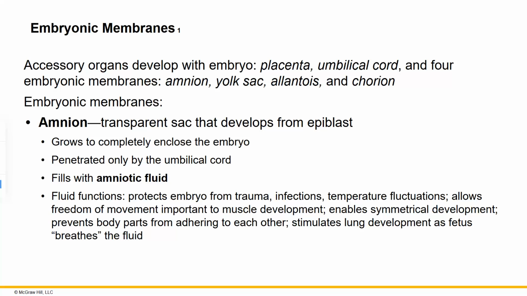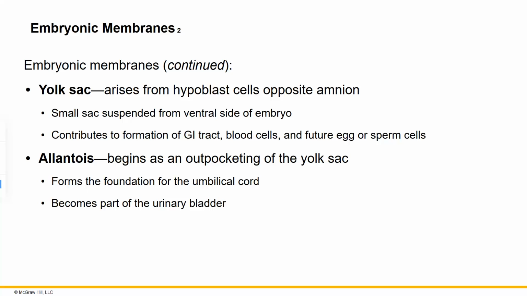The functions of the fluid: it protects the embryo from trauma, infections, and temperature fluctuations. It allows freedom of movement, which is important to muscle development. It enables symmetrical development. It prevents the body parts from adhering to each other, and stimulates lung development as the fetus breathes the fluid. The yolk sac arises from hypoblast cells opposite the amnion, a small sac suspended from the ventral side of the embryo, and contributes to the formation of the GI tract, blood cells, and future egg or sperm cells.